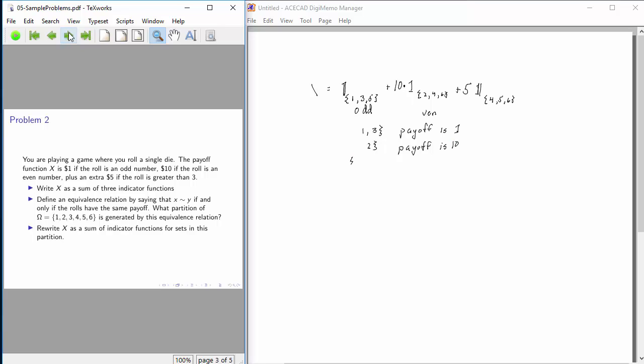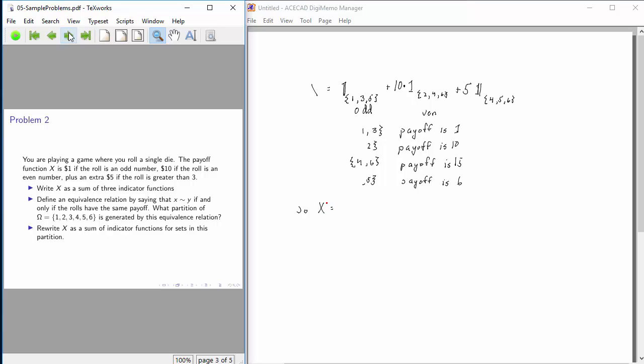If I roll a large even number, 4 or 6, the payoff is 15. And finally, if I roll a 5, I get $1 for odd plus $5 for large, and the payoff is 6. So now I can rewrite X.